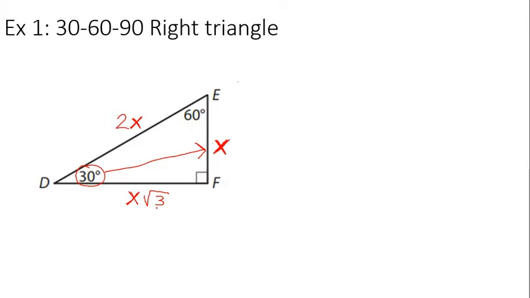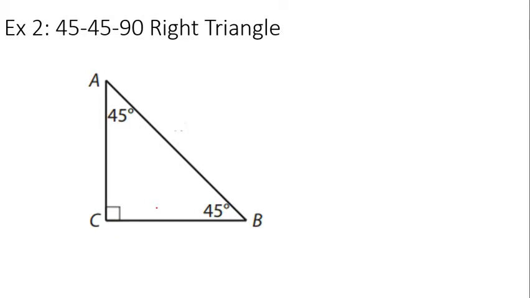Okay, next triangle, the 45, 45, 90 right triangle. In this one, these two sides are the same. So we're going to call both of them x. And then the hypotenuse is just x times the square root of 2.